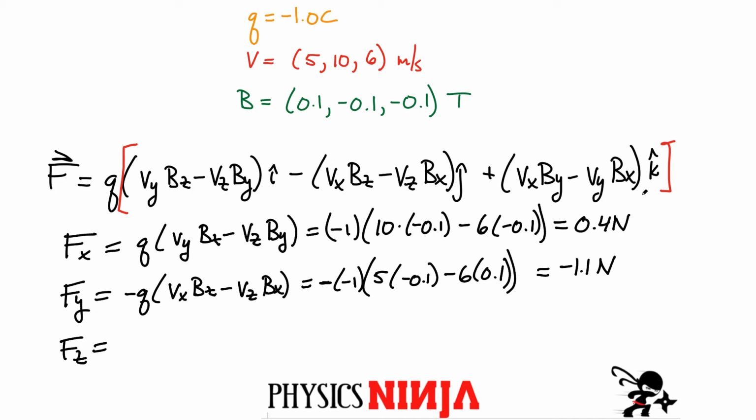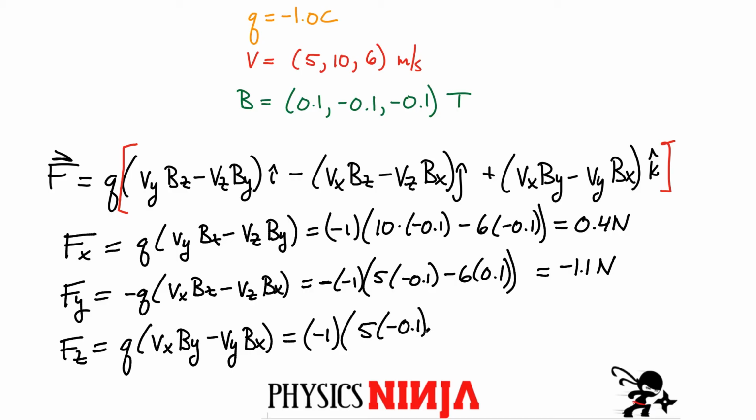And the last term, again, is just this final bracket. Don't forget the charge. So it's simply Q, VxBy minus VyBx. Now we simply substitute in our values. That's the value of the charge, Q. The component Vx is 5, multiplied by -0.1 for that component, and then minus 10, multiplied by the final thing, which is Bx, which was 0.1. Again, I evaluated that, and I got positive 1.5 newtons.